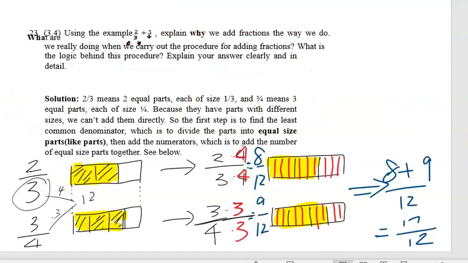I do have everything typed up here. First of all, the first step is to find the least common denominator, which is to divide the parts into equal size or like parts. Then add the numerators, which is to add the number of equal size parts together.